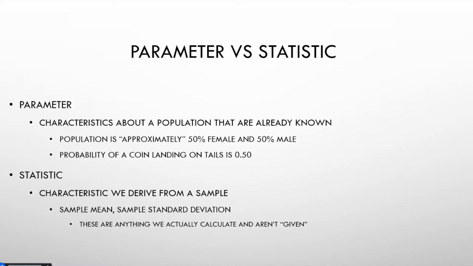What's cool is the letters actually match up. And I don't know if that was intentional or just a coincidence in our language, but it works good. So parameter, population, both start with P, right?